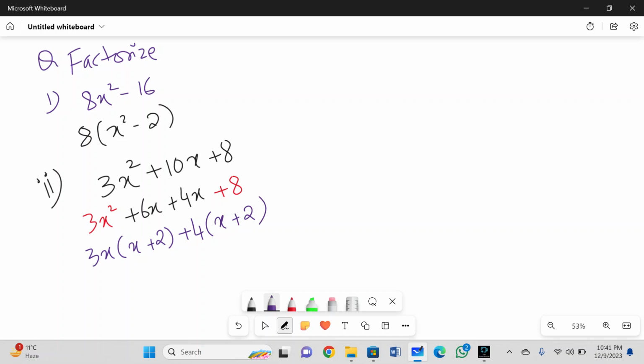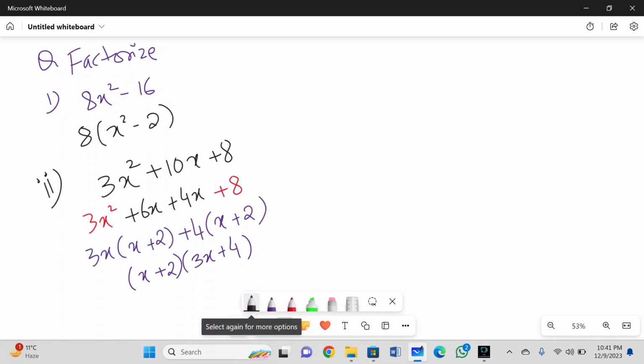Now we have this bracket as the common bracket. I will write it once, x plus 2. And in the second bracket, I will write the elements that are outside the brackets, 3x plus 4. This is the factorization that we are done with. Okay. Then in algebra, you may have a question for completing square method.